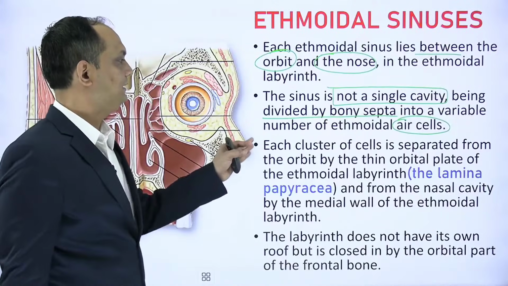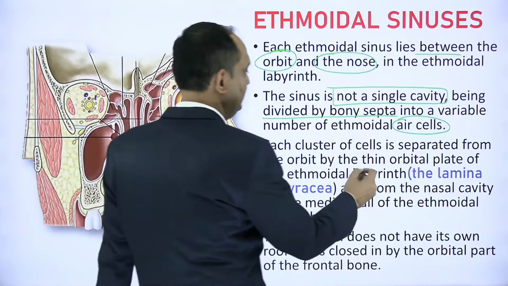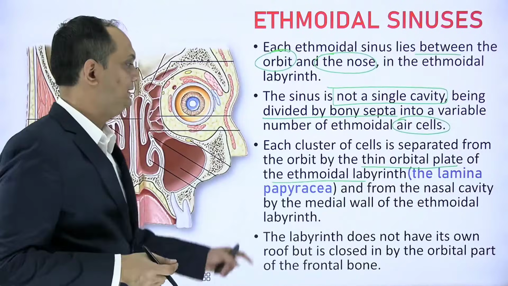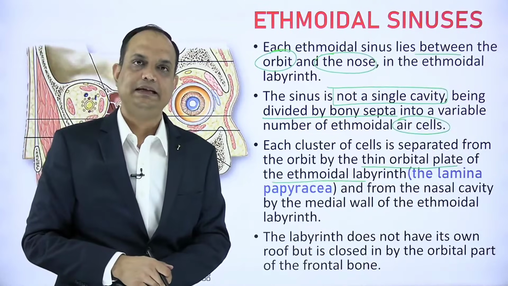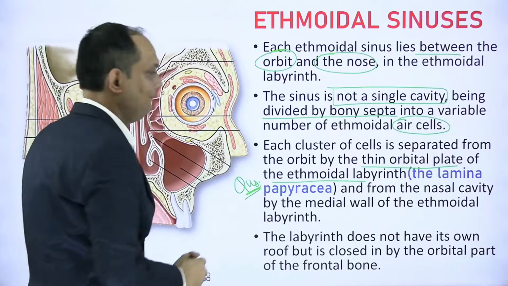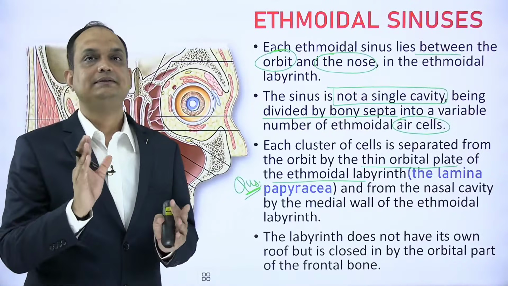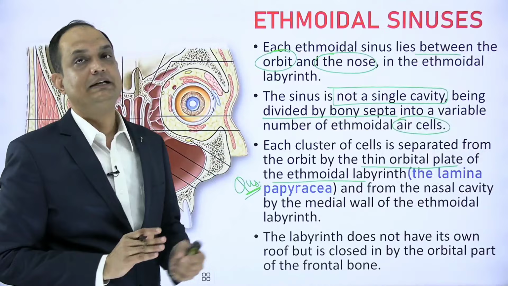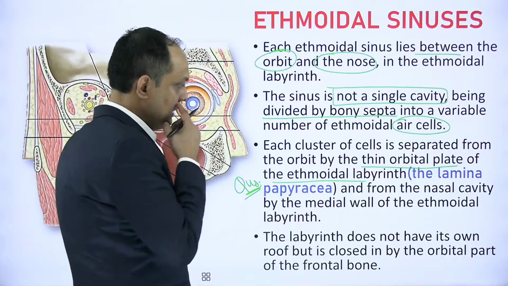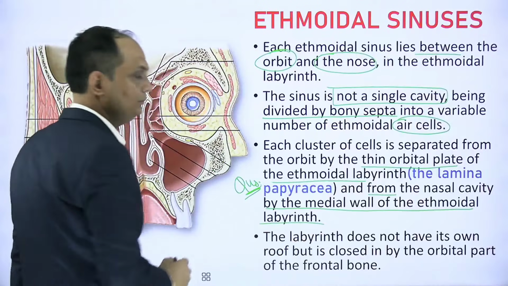Clear? Each cluster of cells is separated from the orbit by the thin orbital plate of your ethmoid bone, and that is so papery thin that the plate is known as lamina papyracea. What is that? Lamina papyracea. This is a question for your exam. What is lamina papyracea? It is the bony part of the ethmoid bone which separates the orbit from the ethmoidal air sinuses, and it is so thin like paper that it is known as lamina papyracea. It also separates from the nasal cavity by the medial wall of the ethmoidal labyrinth.